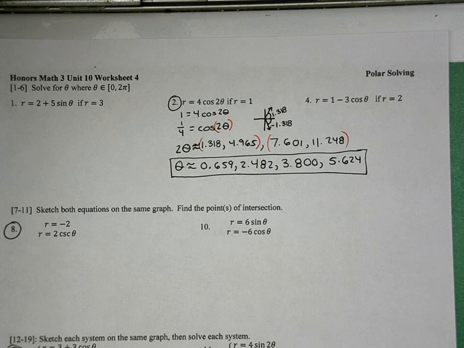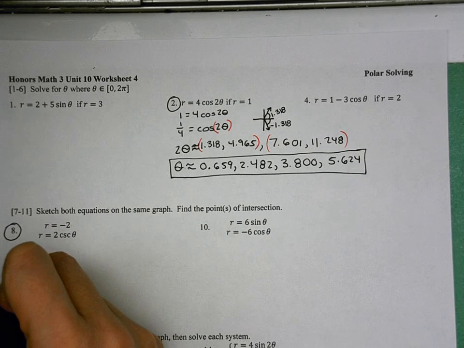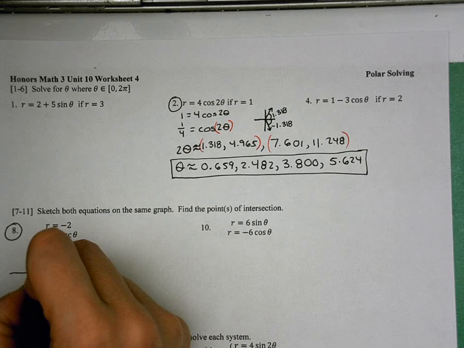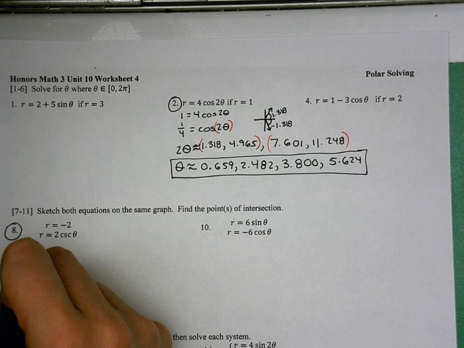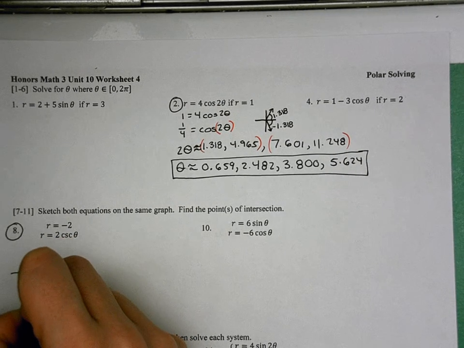Okay, number 8 was the one I identified for the second set. So we're going to be sketching both equations on the same graph. We're going to be finding the points of intersection. Okay, so graph first. Go ahead and give myself a little coordinate plane here. Go out 4. Actually, I'm going to go out 3. If I need to, I can always lengthen the graph.